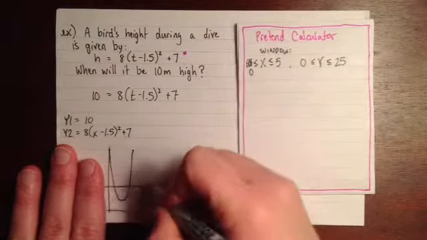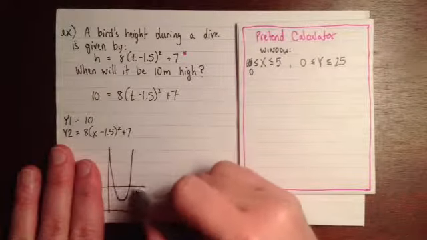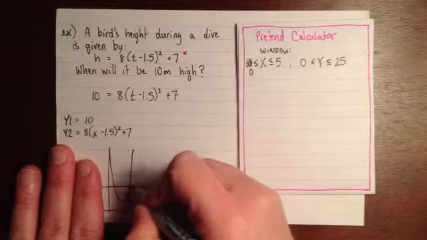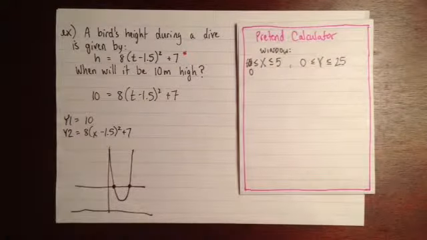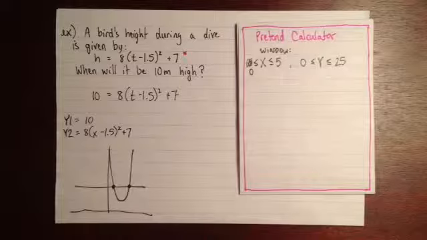What we want to know, this line is 10 meters high. This is y equals 10. So we want to know, there's going to be 2 times when the bird is 10 meters high. Okay? So we want to know the coordinates of those 2 points.